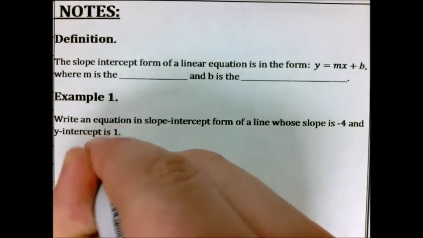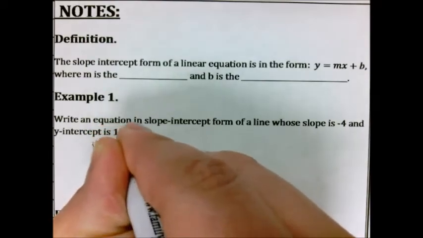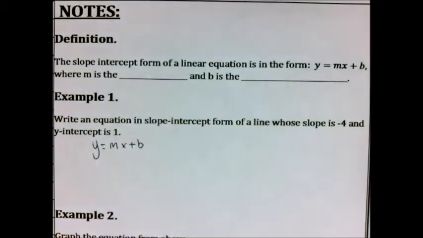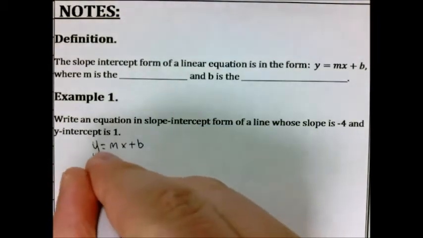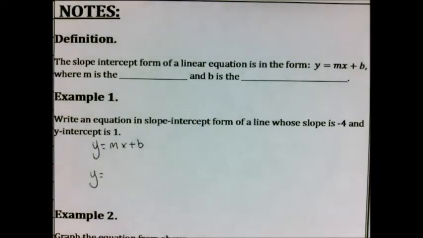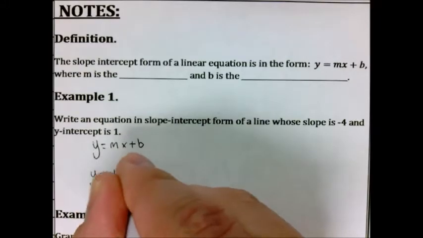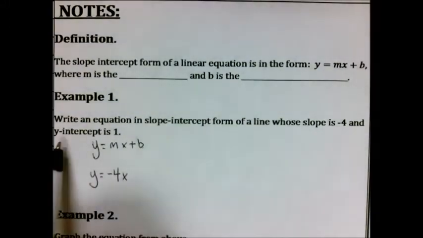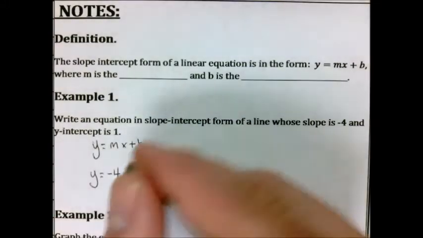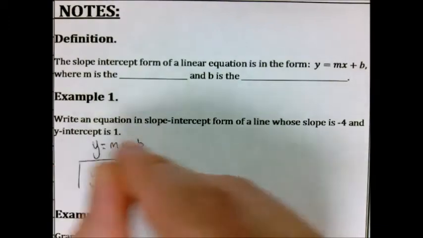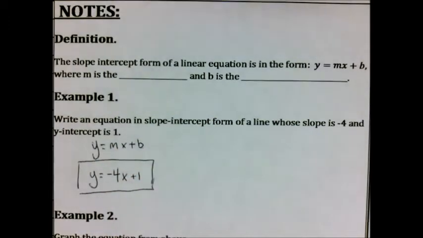So first, slope-intercept form again, y equals mx plus b. Now, we know what the slope is, and we know what the y-intercept is. So all we have to do is substitute those numbers in for where they belong. M is the slope. Our slope is -4. Y equals -4x. B is the y-intercept. Y-intercept is 1. So we're just going to add 1. That's honestly all you have to do to write something in slope-intercept form.